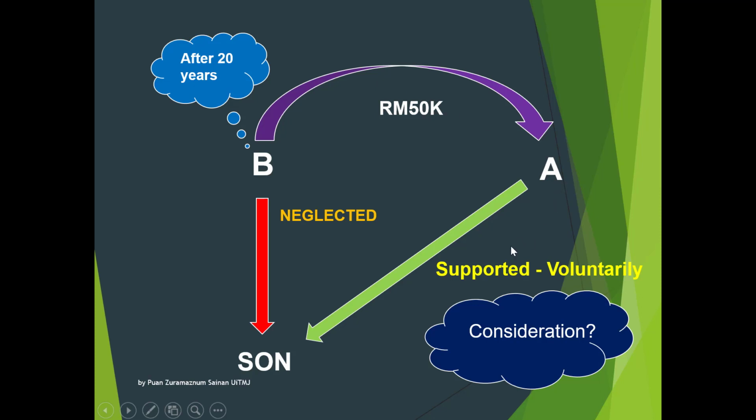However, since this is a promise to compensate a past voluntary act which was done by A, and such act sepatutnya siapa yang buat? Sepatutnya B yang jaga anak dia. Tapi yang jaganya siapa? A. So in that case, this promise is binding upon B. In that case, B has to pay A 50,000. Even though this agreement is without consideration, it is a binding contract.